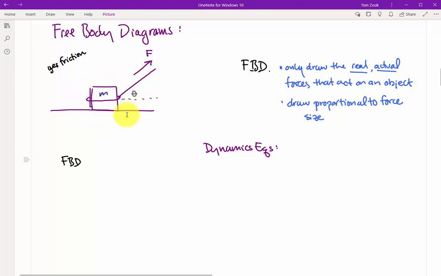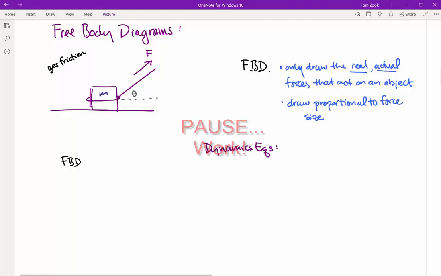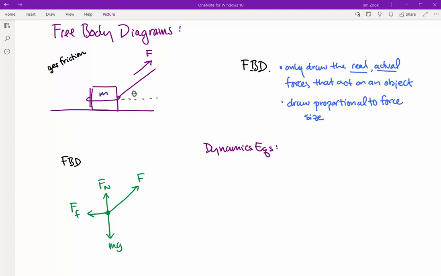So let's start by having you pause this video and then draw yourself a little free body diagram for all the forces that should be acting on this. No components, just the actual forces. And voila, there's my solution. You should have something similar to this.